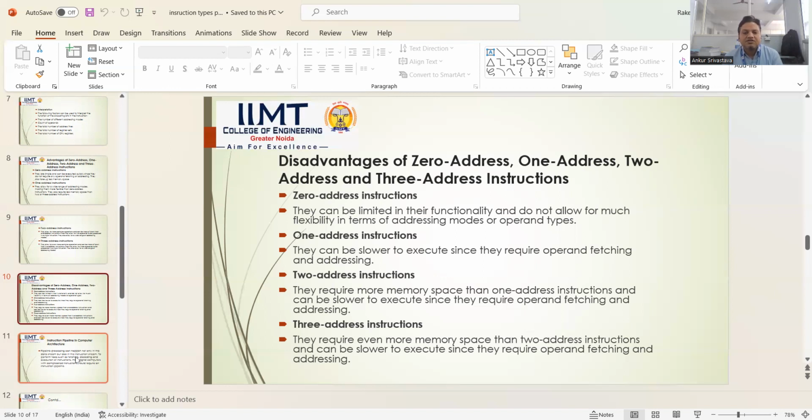So now we will see the 3 address instruction. They require even more memory space than 2 address instruction and can be slower to execute since they require operand fetching and addressing. Now, as we have seen the 3 address instruction previously, they require 3 source registers: source 1, source 2, source 3, as well as 1 destination. So that is why it is slower, because they are processing more operands. They need to check 3 operands over there.